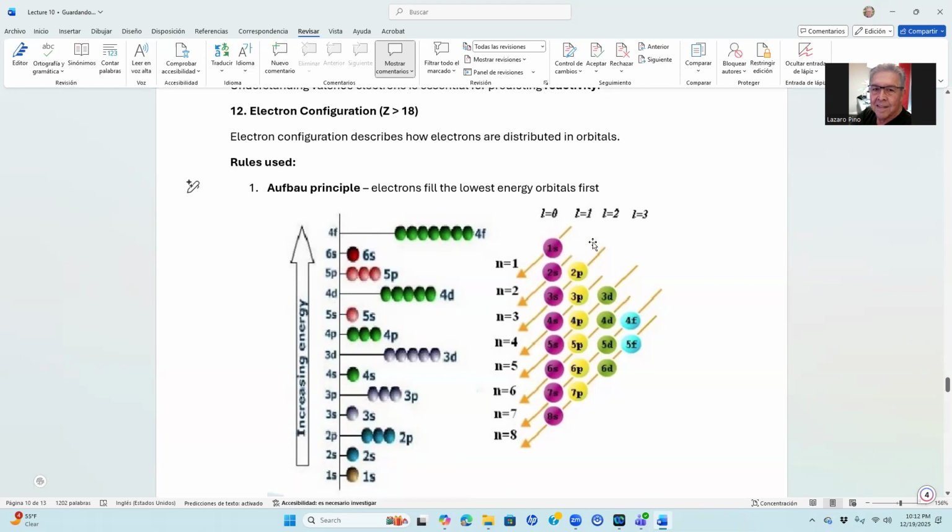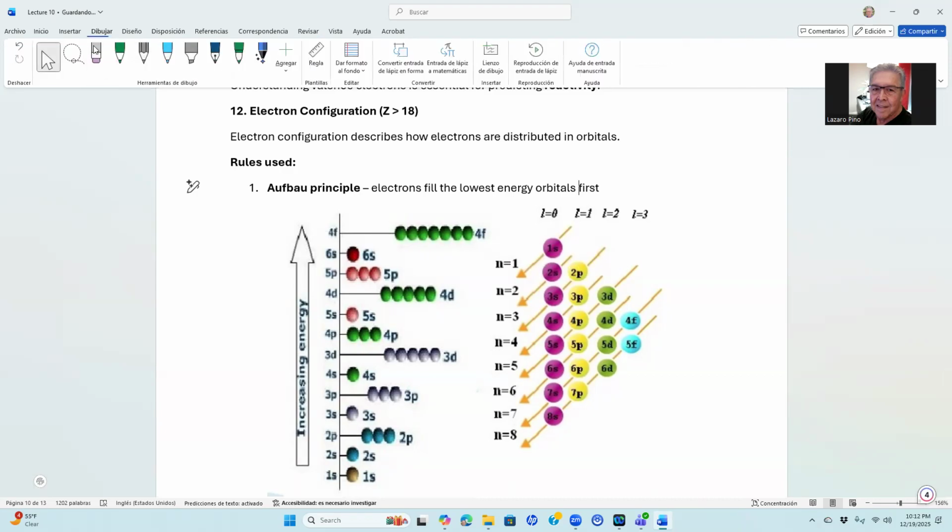If you have more electrons, you continue to the 2s. If you have more electrons, then you go to the 2p. Remember that the s orbitals only allow 2 electrons, but the p allows up to 6 electrons, d up to 10, and f up to 14.